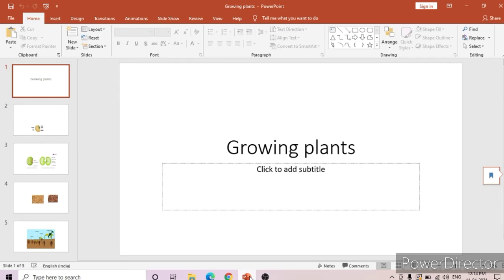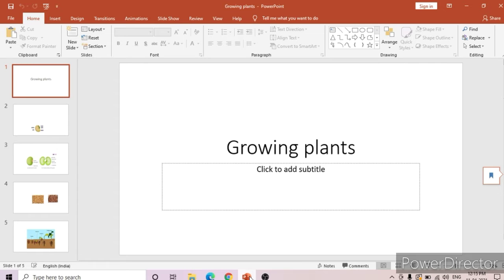In today's class, we are going to learn about how to grow plants. And you all know very well, plants are very useful for us. In lower classes, you learned about the importance of plants and the different things which we get from the plants. You learned very well, right?